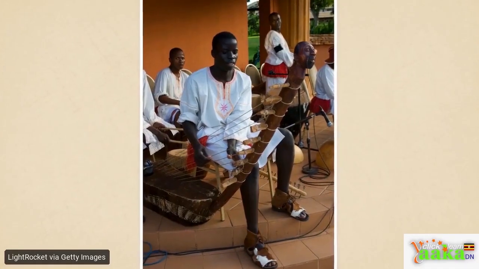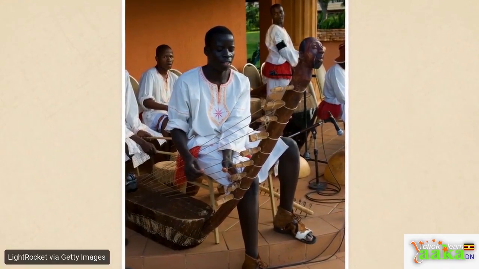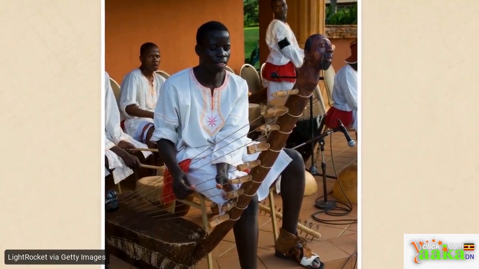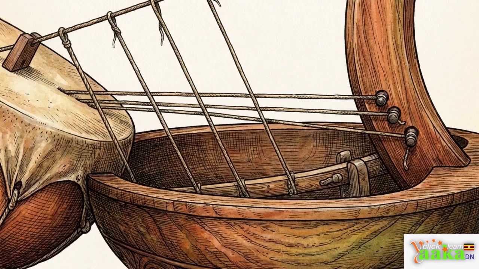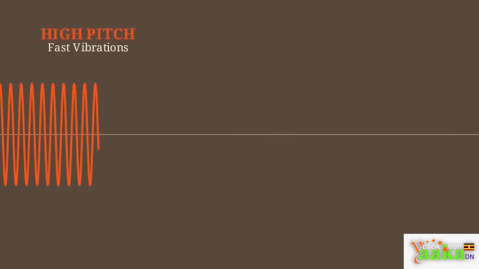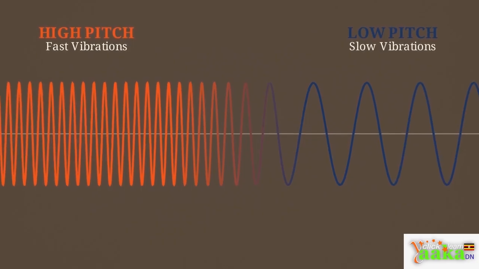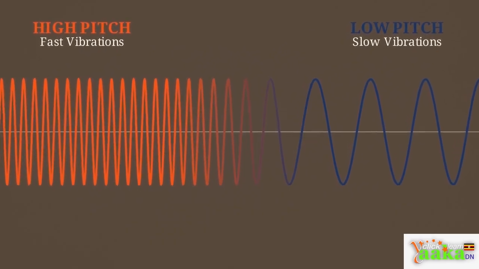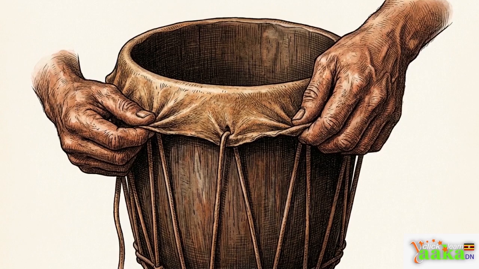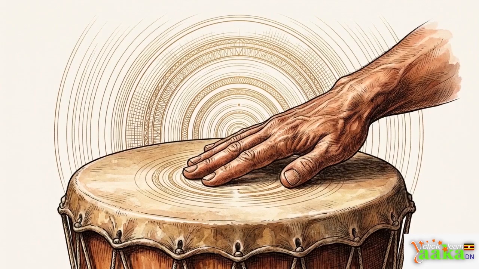You can see this on an Adungu player's harp. The short, tight strings vibrate very quickly to make high notes. The long, thick strings move much slower, creating the deep bass notes. On a graph, a high pitch looks like this bright orange wave, packed tightly together because the sound is vibrating so fast. A low pitch looks like this blue wave, stretched out much wider because the vibrations are moving slower. Whenever an instrument builder changes the size or tension of a string or a drum skin, they are manipulating that speed of vibration to control the pitch.